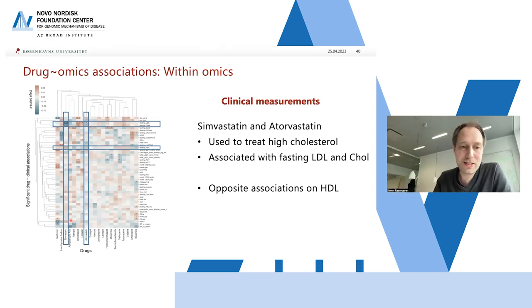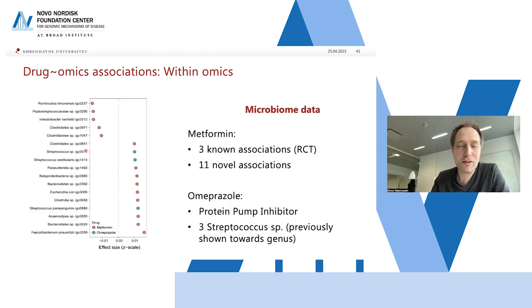Then if, for instance, we look here at the statins, which are used to treat high cholesterol, they're given two different types of statins. Here we see that they are associated with fasting LDL and fasting cholesterol, which makes perfect sense. This is actually what they are meant to treat. And this is also with the correct orientation of the associations. Similarly, we also see here that simvastatin is associated with an increase in HDL, and atorvastatin is associated with a decrease. So they have opposite associations to this marker, and this is also known from the literature. So I think this is quite a cool finding.